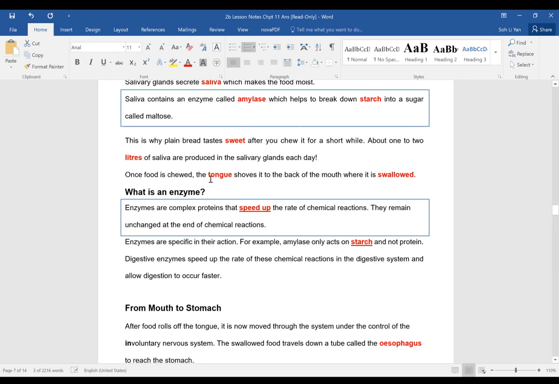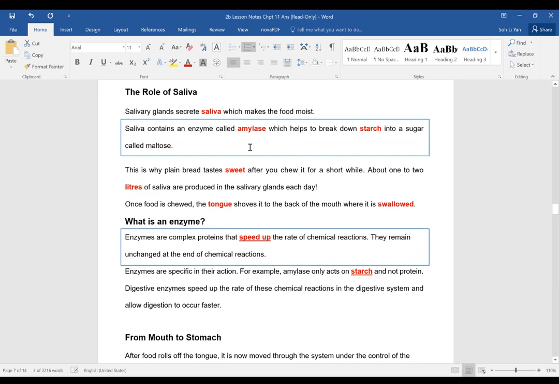So what exactly is an enzyme? Enzyme is a type of protein present in the human body, in animals as well, that helps to speed up the rate of chemical reactions. In this case, it helps to digest, break down starch into sugar. So this is considered a type of chemical reaction.